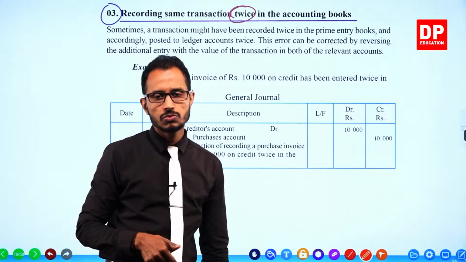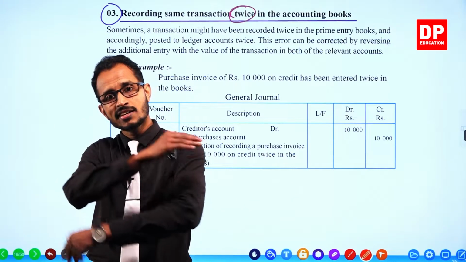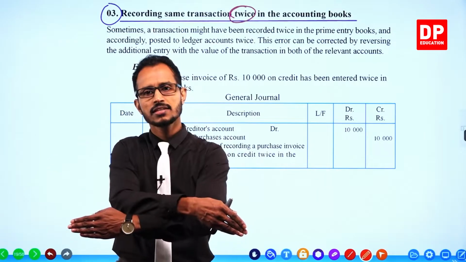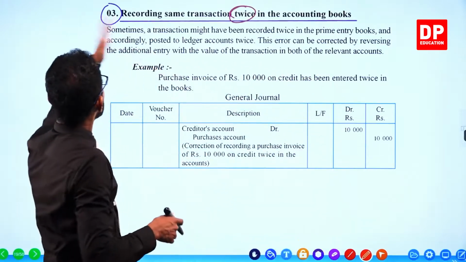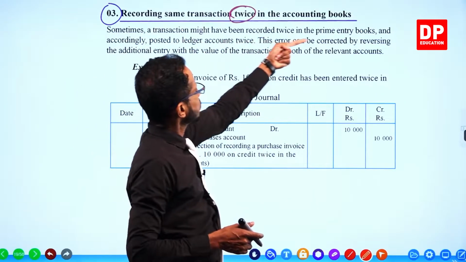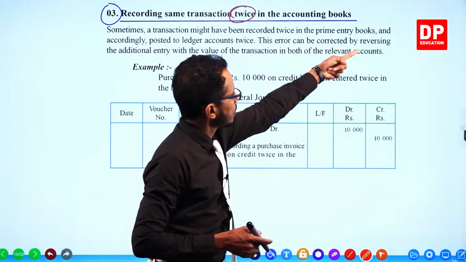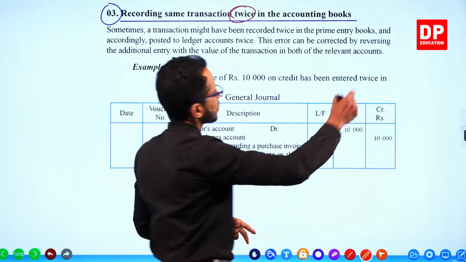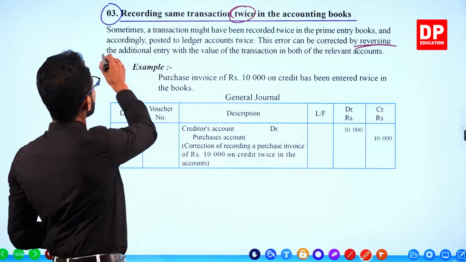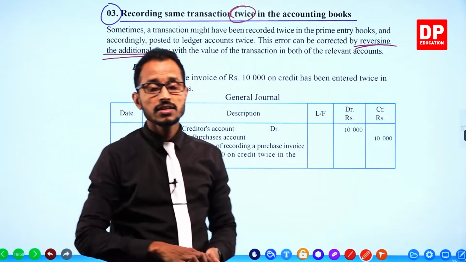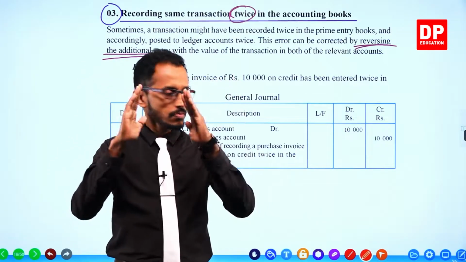What should you do? Now you tell me. You reverse the double entry. Reverse it. Yeah, that's what it says. Sometimes a transaction might have been recorded twice in the prime entry books and accordingly posted to the ledger accounts twice. This error can be corrected by reversing the additional entry, the second entry which you made, the duplicate entry. Let's take an example.